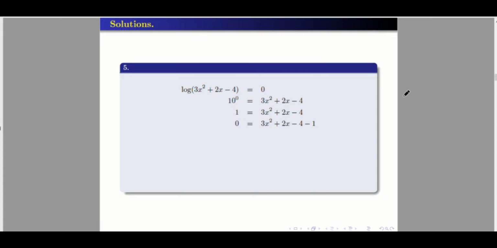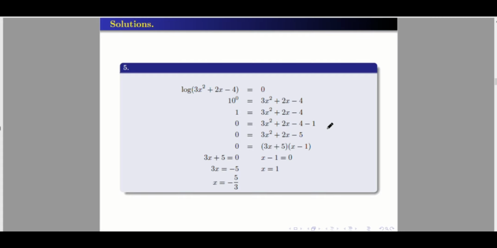And then transpose to the other side, we have negative 1. It will become negative 5. And then if we factor, this is equal to 3x plus 5 times x minus 1. Okay, and then we have two values of x. We have 3x equals negative 5, of course, and then divide both sides by 3. So we have x equals negative 5/3, and on the other side, we have x is equal to 1.